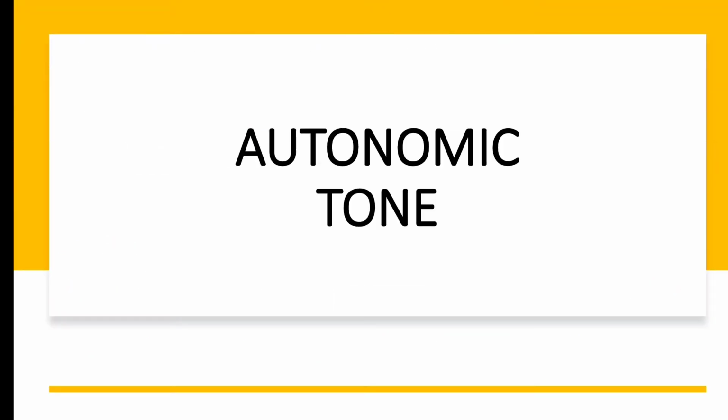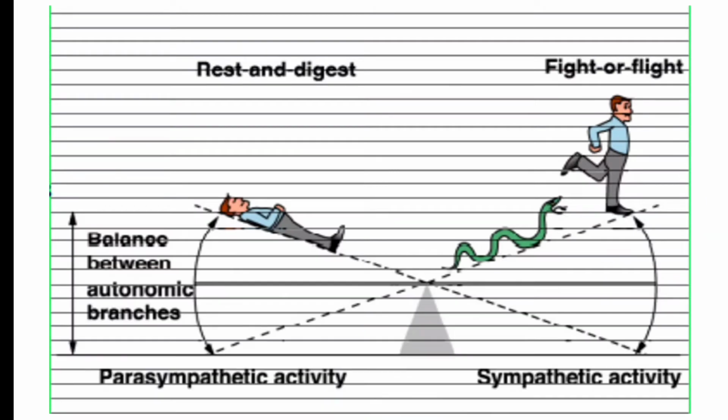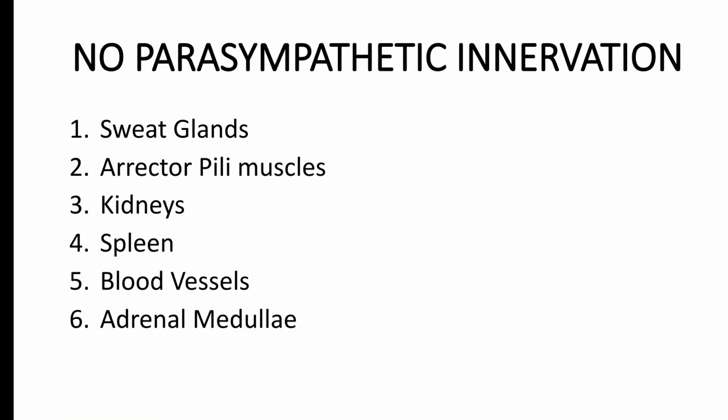Next, let's talk about autonomic tone. So autonomic tone is actually the balance between parasympathetic and sympathetic responses. So there needs to be a balance between the two responses, and this is being regulated by the hypothalamus. Some parts of the body have no parasympathetic innervation, but a decrease in sympathetic action also has the same effect.